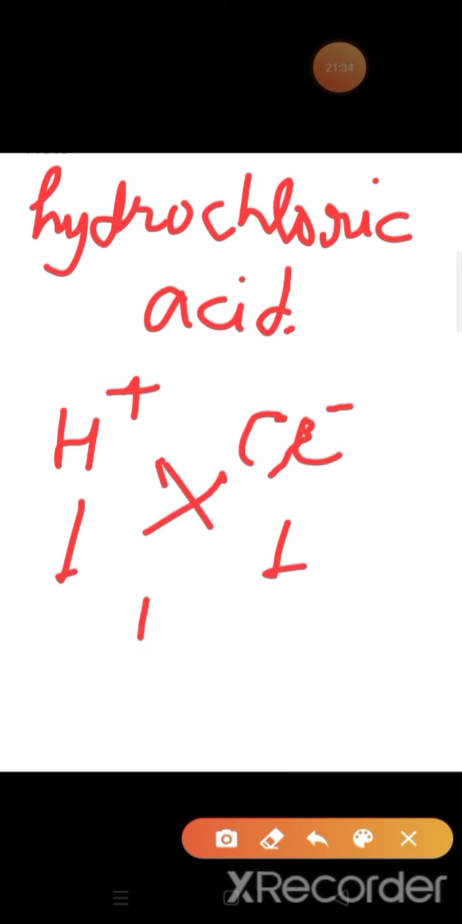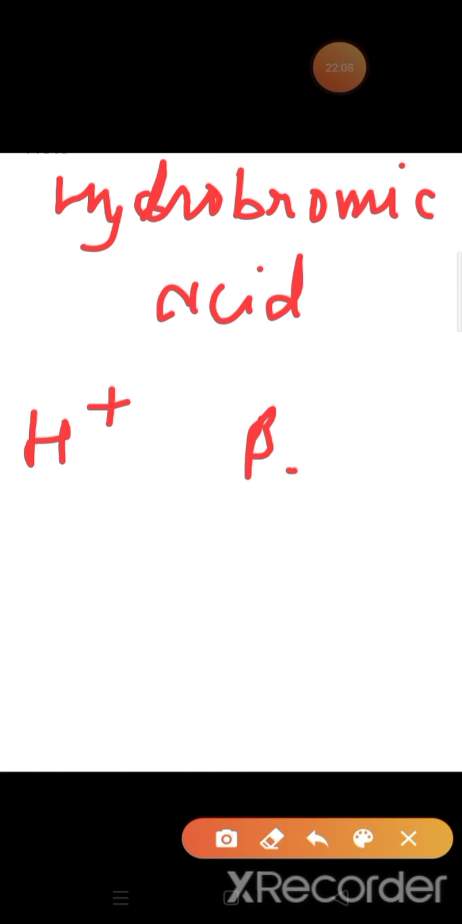Now hydrobromic acid. Acid is H positive and hydrobromic is Br negative. Bromic is for Br negative. The valencies are 1 and 1. Then the valencies are cross transferred and the formula is HBr. Okay. Next one.